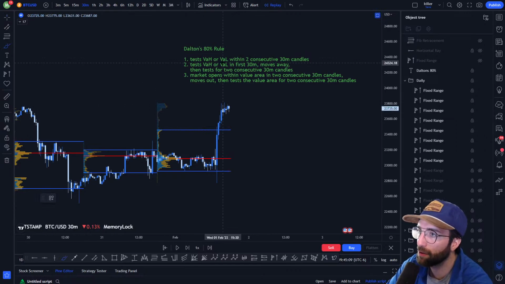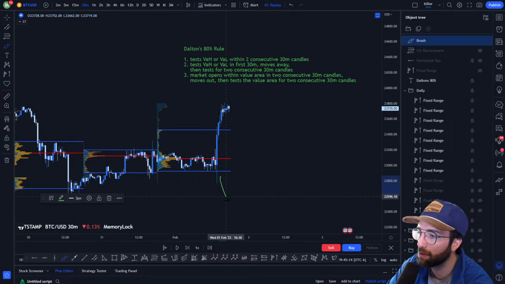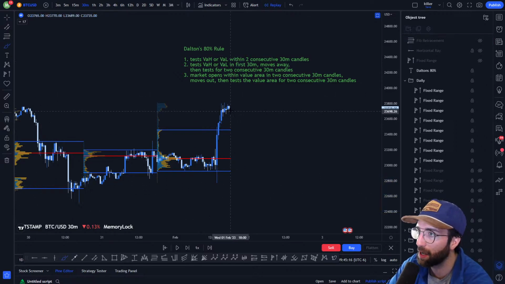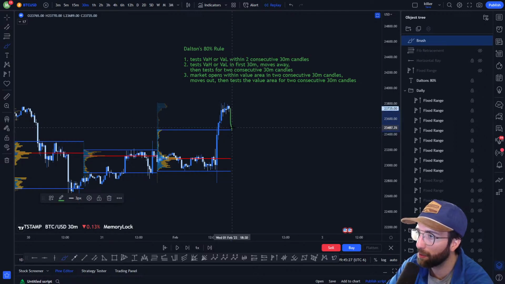So again, the very first one that we covered, if it tests the value area high in this case, because it wasn't a breakdown, it was a break to the upside, if it tests the value area high within the 2 consecutive 30-minute candles. So the daily close just happened, and now we see a massive dump, and price tested on that 30-minute candle, and then the second 30-minute candle, it comes down and tests it. Well, according to Dalton's 80% rule, we would then expect a move to fill the value area.